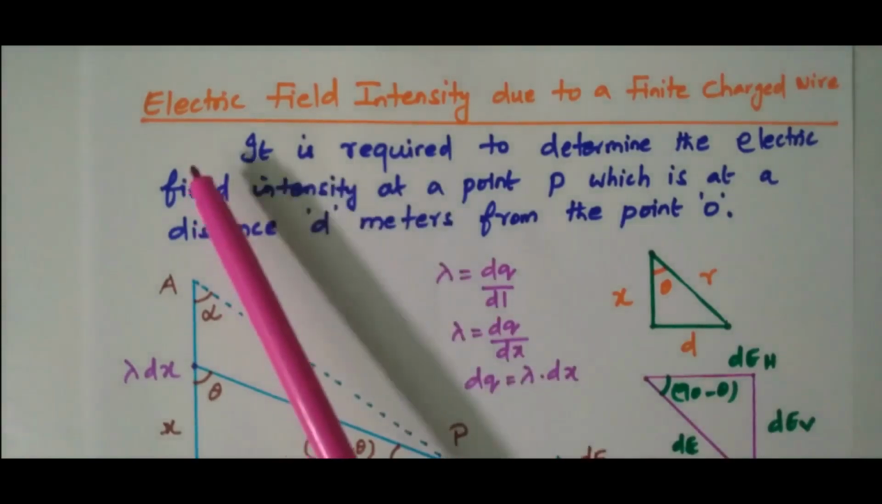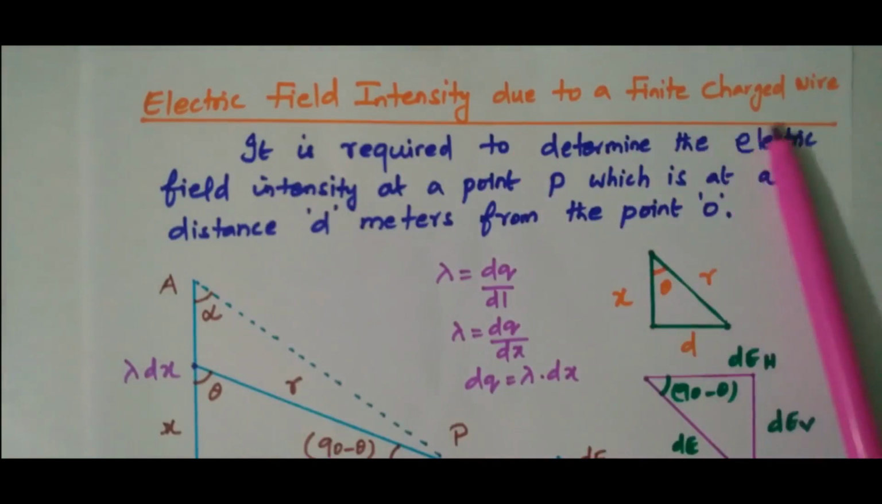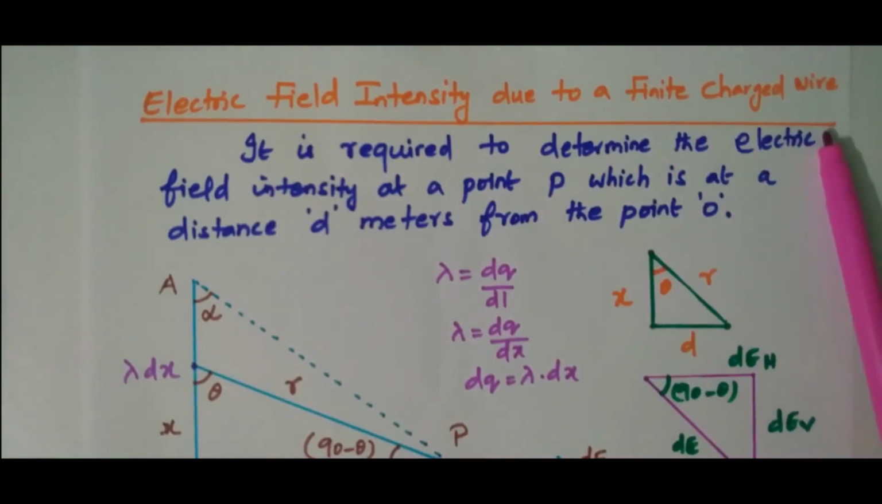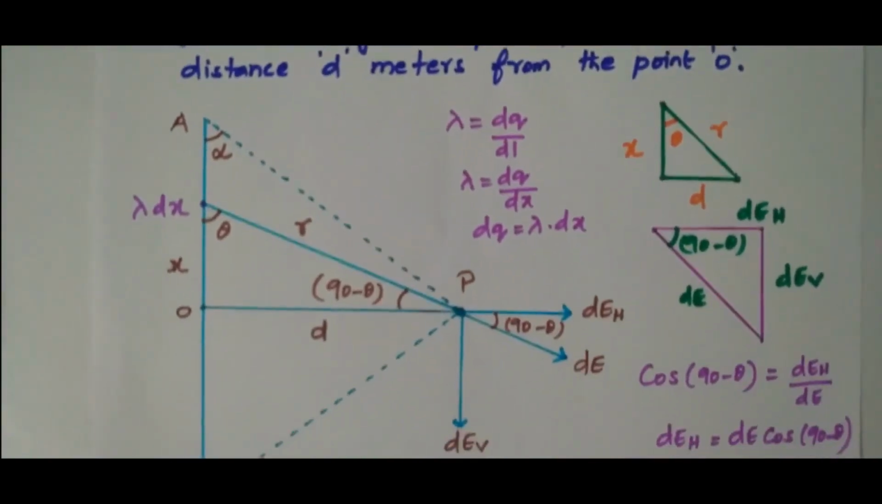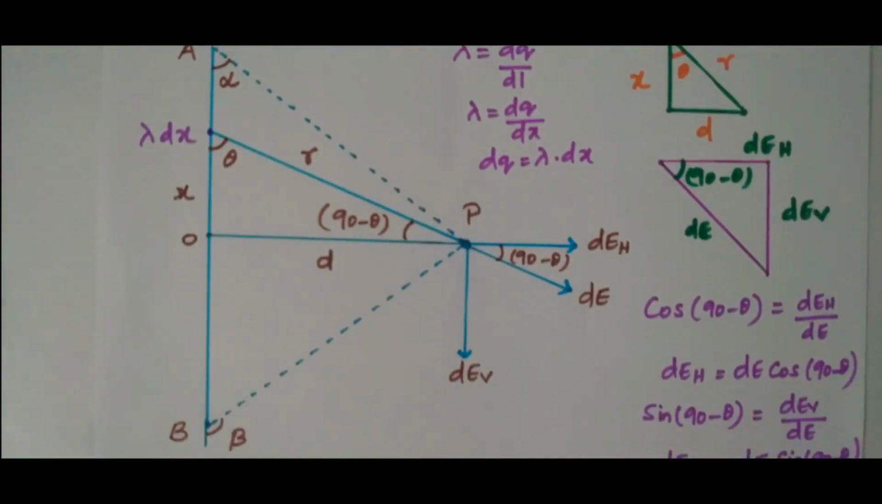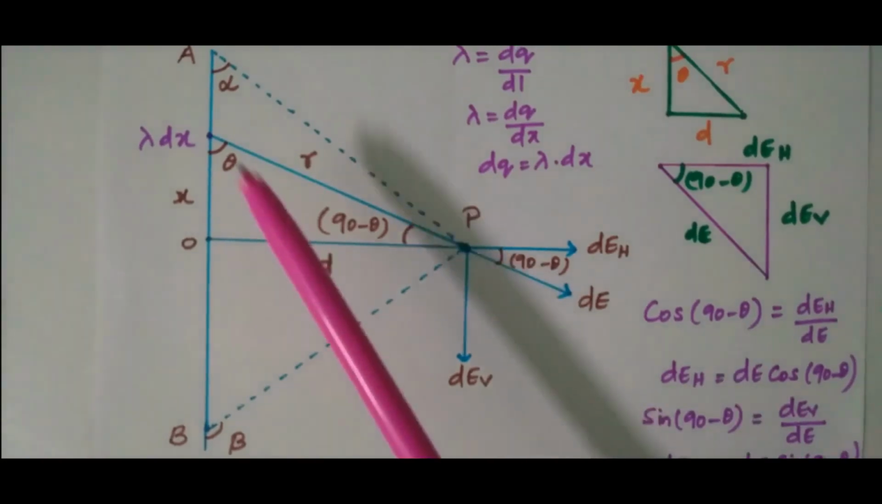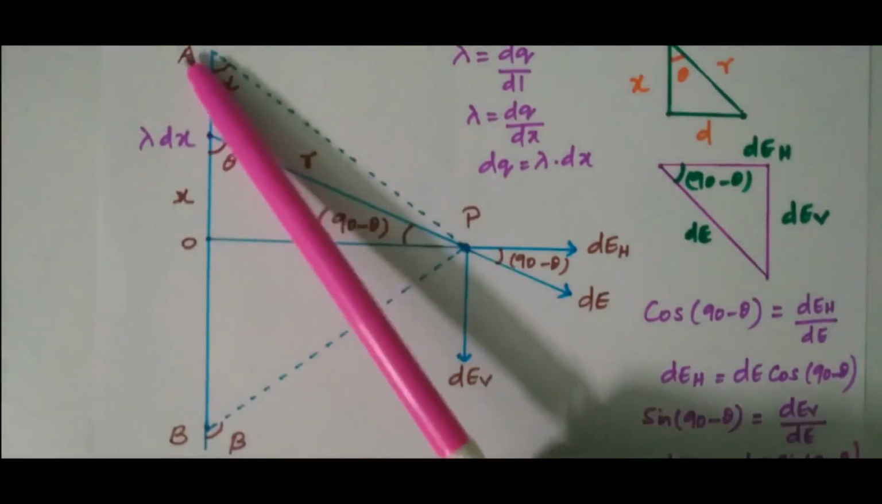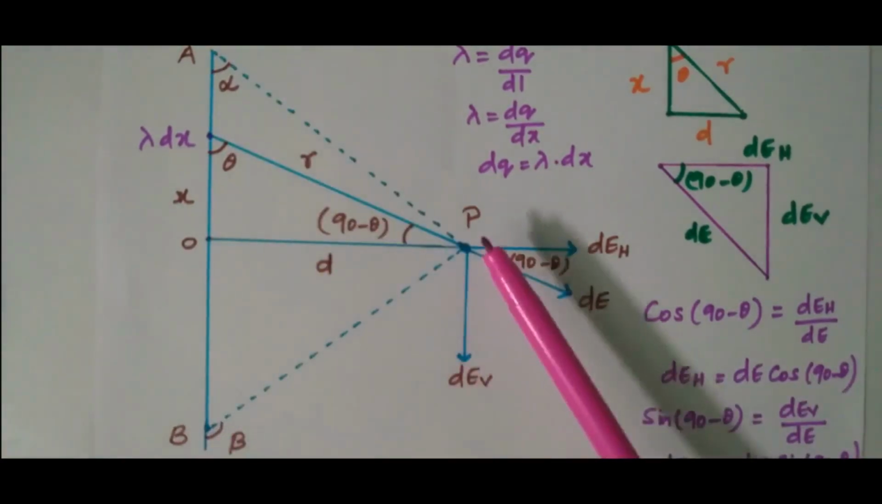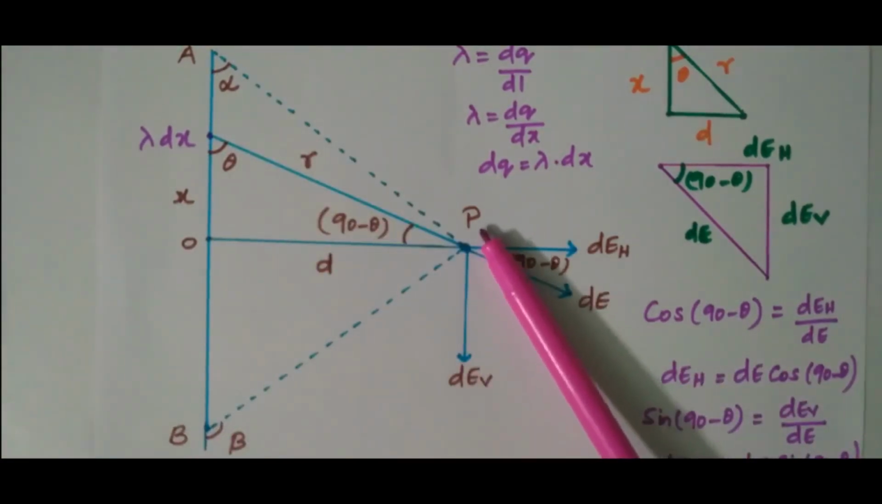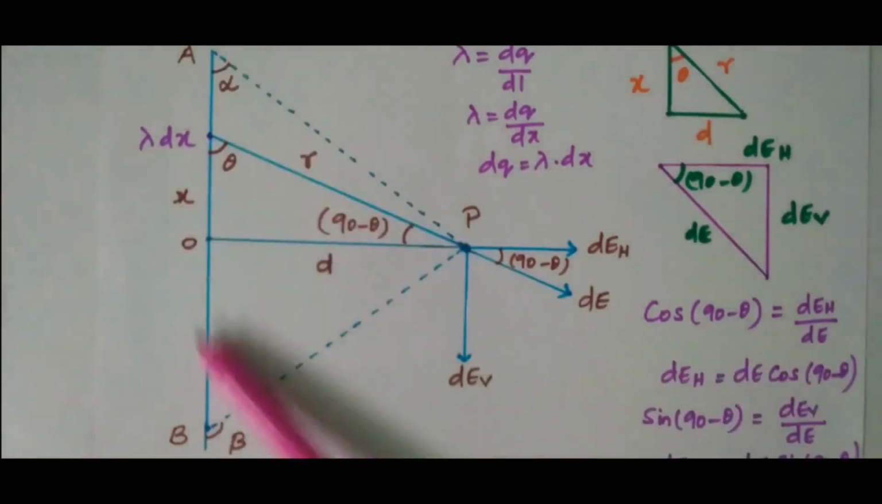Now we'll see the electric field intensity due to a finite charged wire. One finite charged wire is there. In that, we are going to obtain the expression for the electric field intensity, right? You can refer to this diagram. So this is a finite charged wire, termed AB. This is the point P. At this point only we are going to find the electric field intensity due to this charged wire, right?